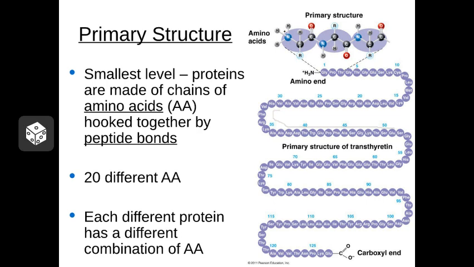Where does that sequence come from? Well, it is coded for in the DNA. It is the DNA molecule that holds the instructions that tells the protein which amino acids to put in which order to build its primary structure.